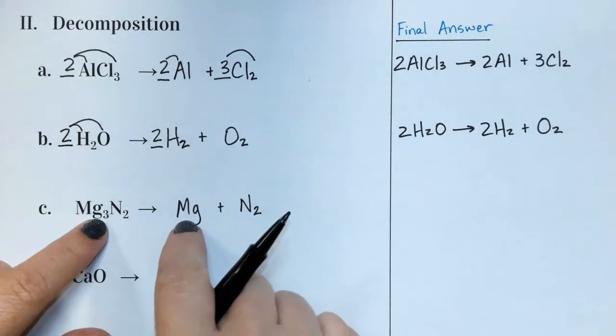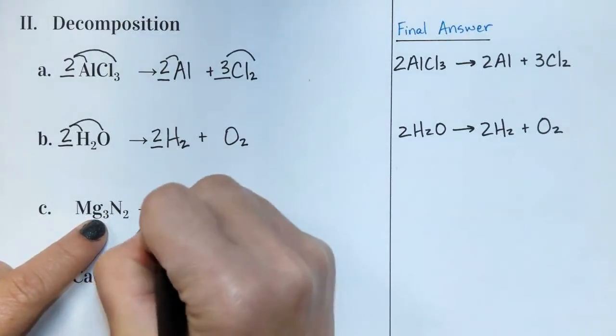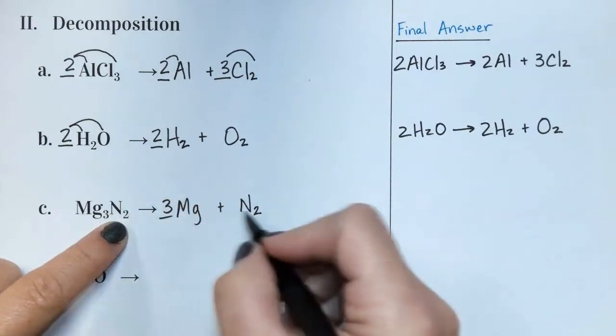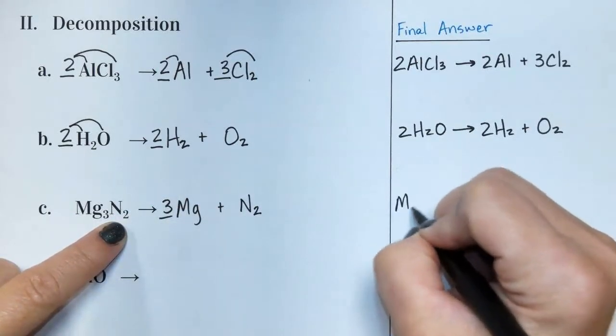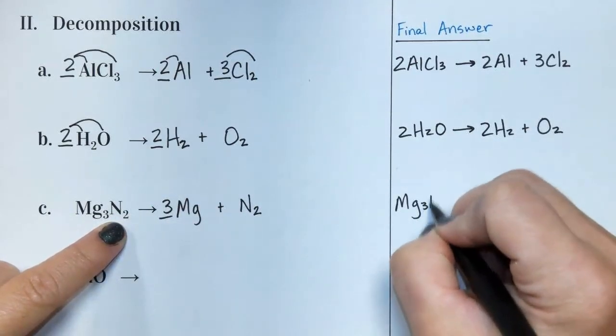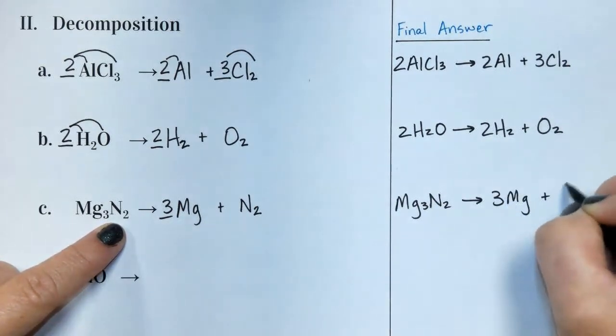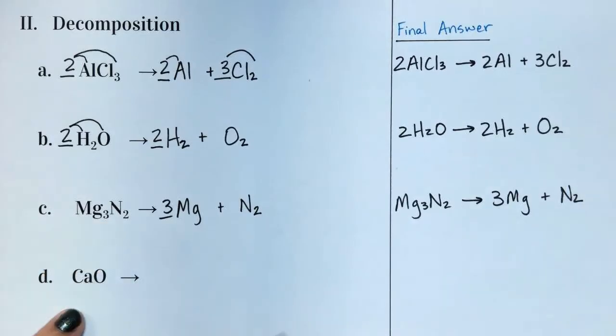3 magnesium, 1 magnesium, so to fix it, we'll put a 3 here. 2 nitrogen, so this is now balanced. Final answer is going to be 1 magnesium nitride yields 3 magnesiums plus 1 nitrogen.